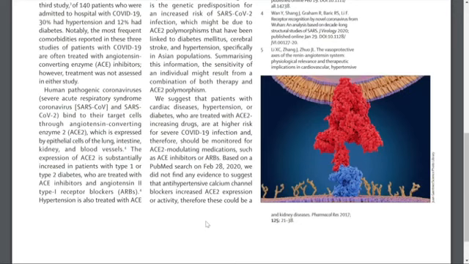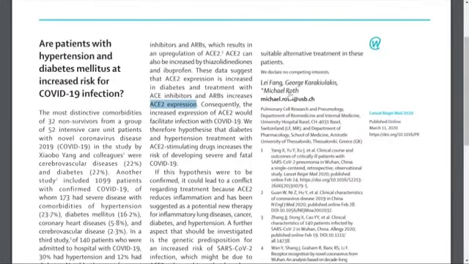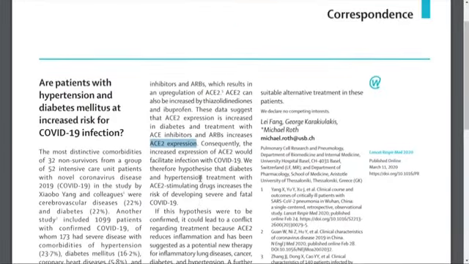We did not find any evidence to suggest that antihypertensive calcium channel blockers increase ACE2 expression or activity. Therefore, these could be suitable alternative treatment in these patients. Here we have an article, a correspondence to a very major journal, which is raising an alarm on millions of patients who are on these medications and saying that they hypothesize that the patient could be at risk. So obviously this has raised quite a stir.